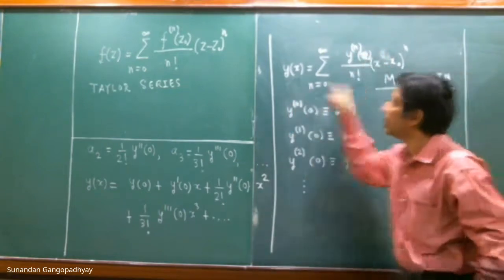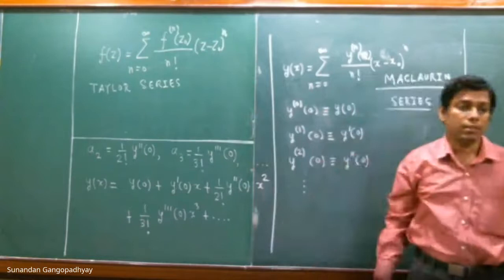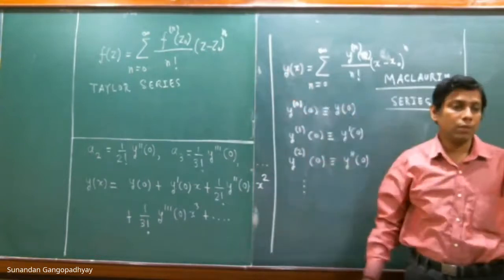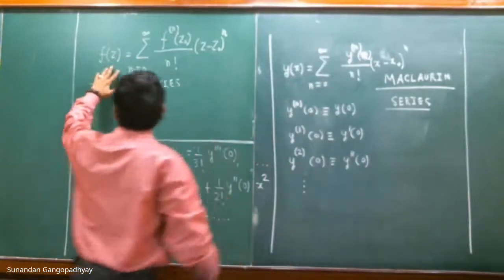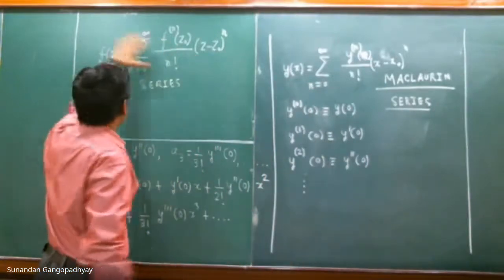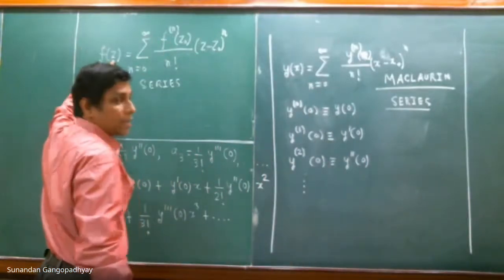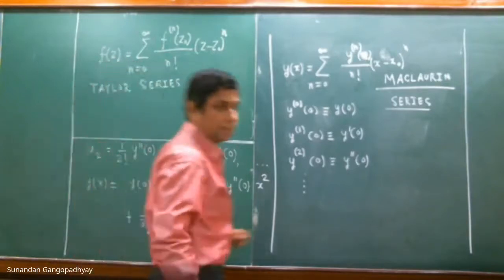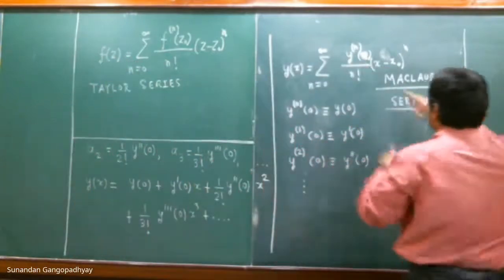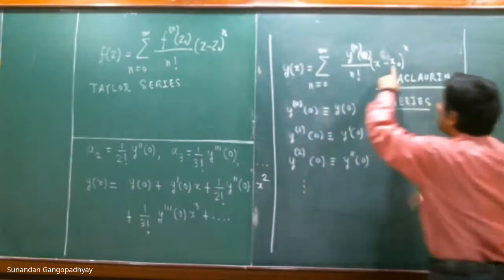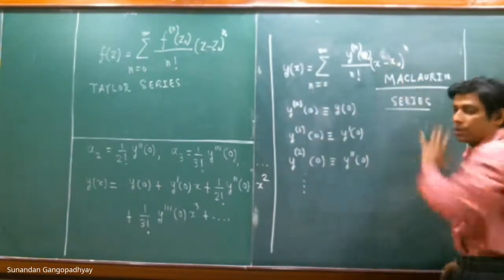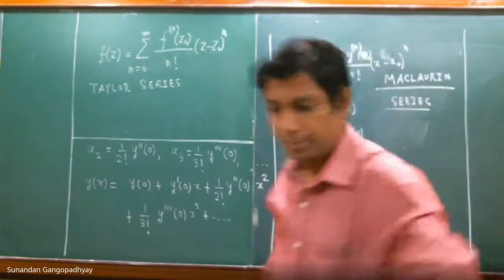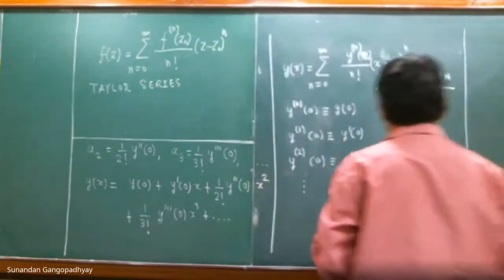So you can see that this thing is exactly similar to the one that I've written on the left side of the board. This is the Taylor series expansion for the function of a complex variable. The variable is complex now. So in this case, this is also called Taylor series expansion because this point is not equal to 0. But if this point is equal to 0, then this is called the Maclaurin series expansion for a function of a complex variable.